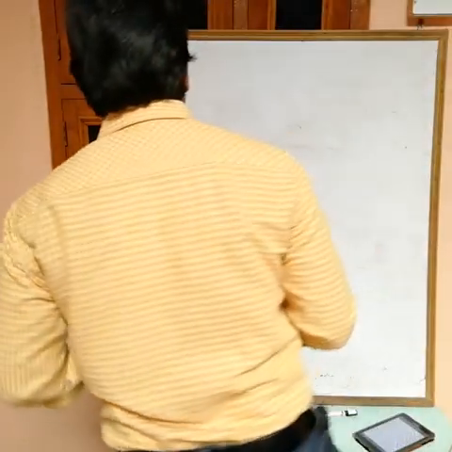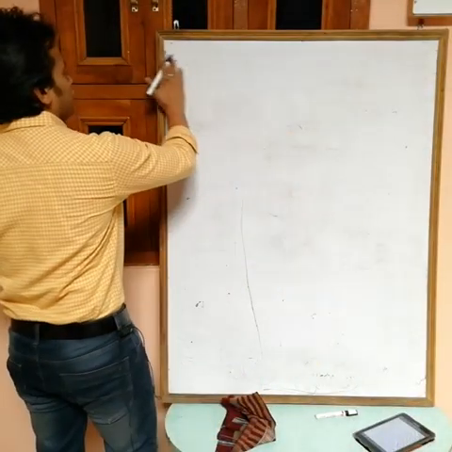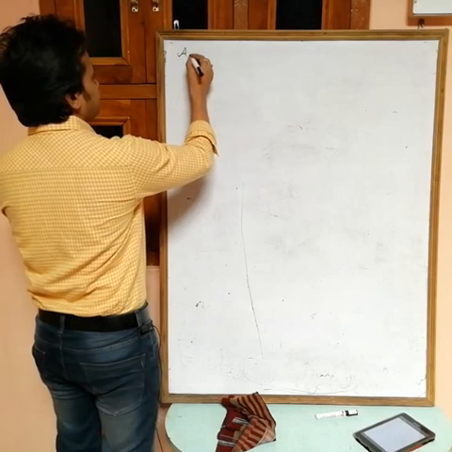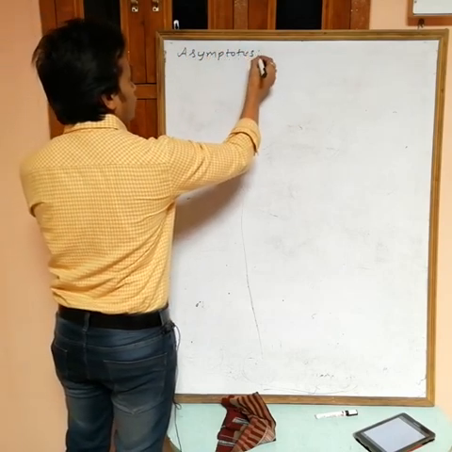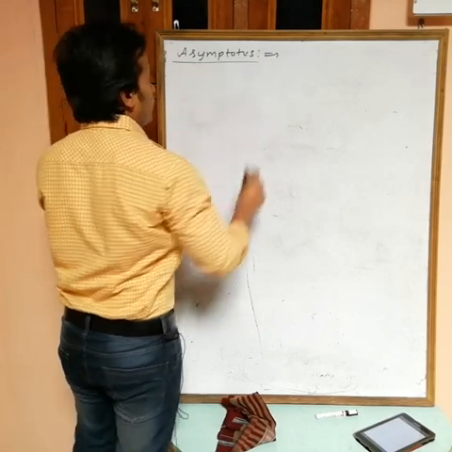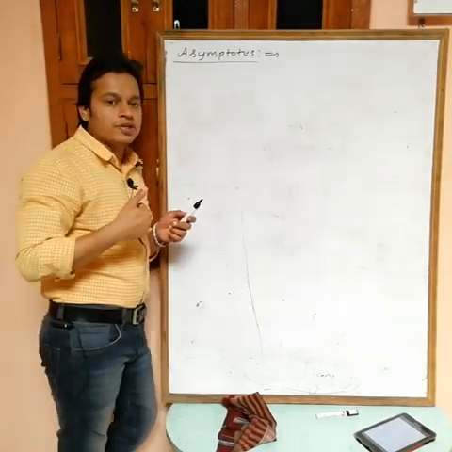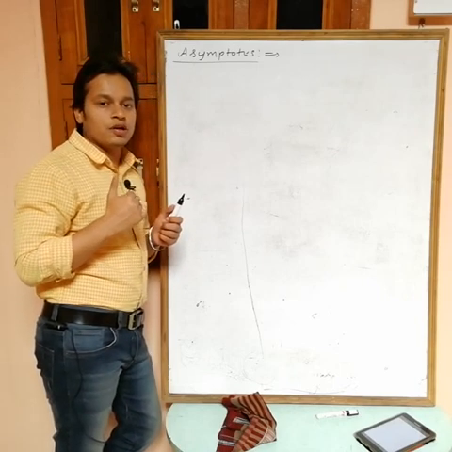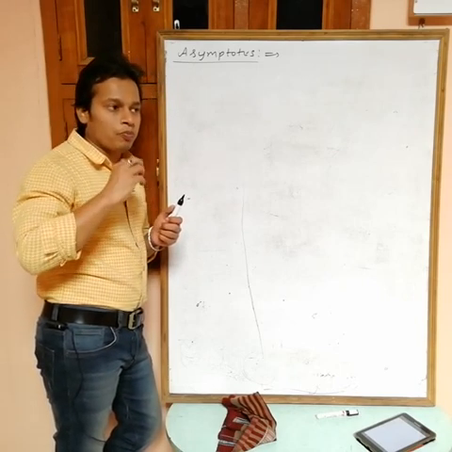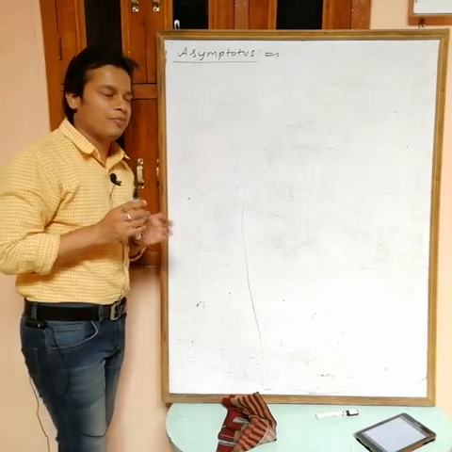Okay, next is asymptotes of the hyperbola. Now what is an asymptote? An asymptote is a line which touches the curve at infinity, or whose distance from the curve becomes 0 when the point moves to infinity. I am writing the definition.